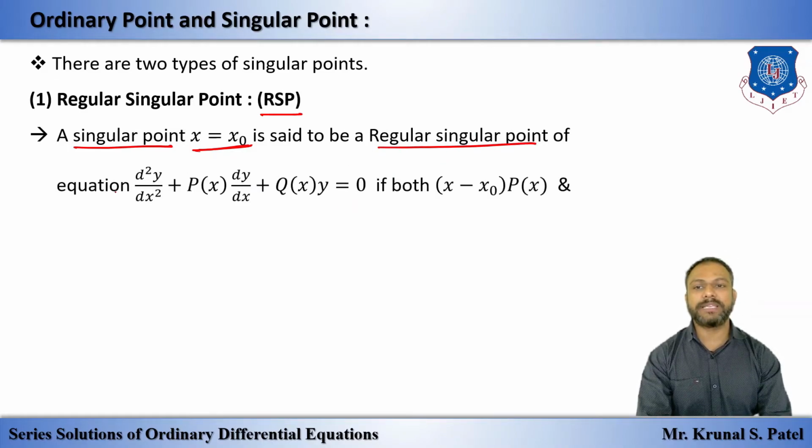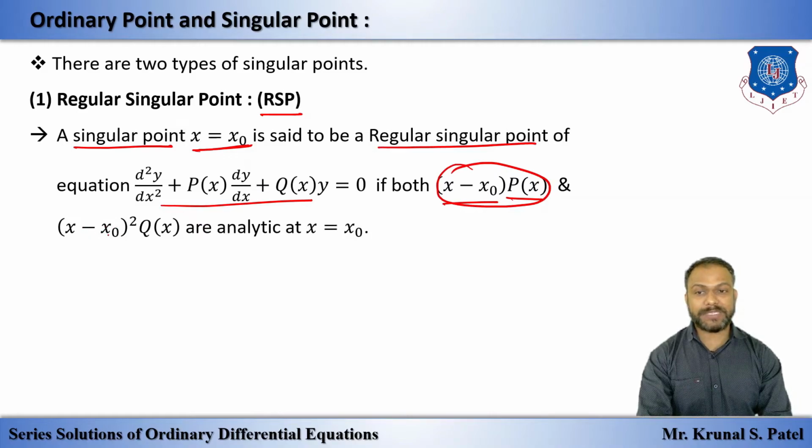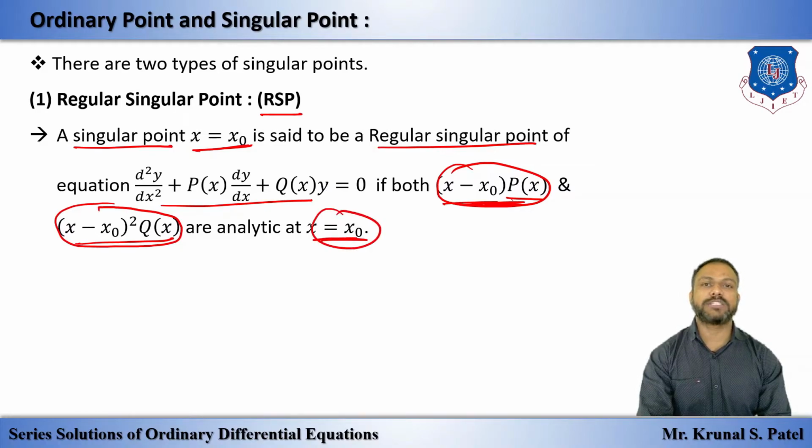RSP of the same equation if both, now here we are not considering p of x alone, we multiply p of x by x minus x0, and x minus x0 whole square into q of x, are analytic at x is equal to x0. So if both these functions are analytic at x is equal to x0, then this point is called a regular singular point. And the second type is the irregular singular point, that means ISP.